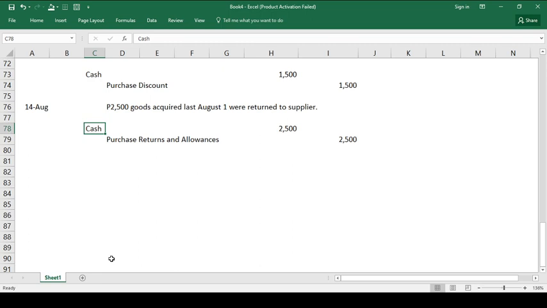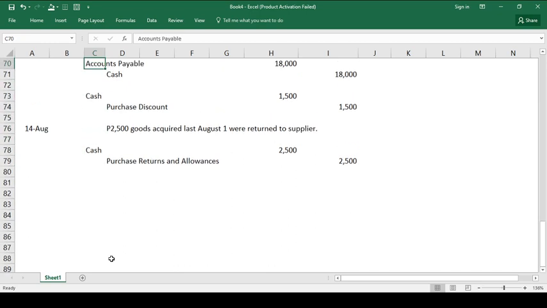Sir, what if the August 1 transaction was on account? Inutang lang natin. Ano po ba dapat debit natin? Well, obviously, your debit will be accounts payable, kasi babawasan mo dapat yung liability mo kasi ibinalik mo yung may defect na inventory.